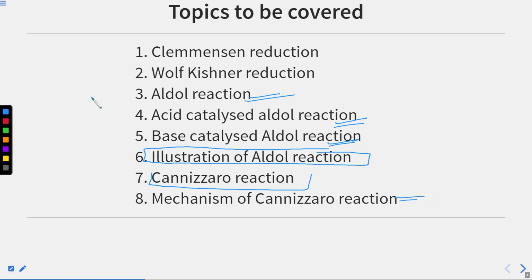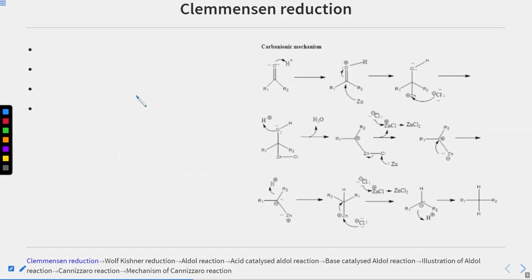Now all these reactions that you are seeing here are dependent upon the availability of alpha hydrogen. So what is alpha hydrogen? We will see it. But for now, let us see the mechanism of Clemmensen reduction first of all. So this is our ketone. So what happens in Clemmensen reduction?